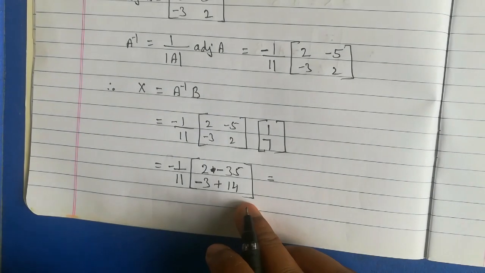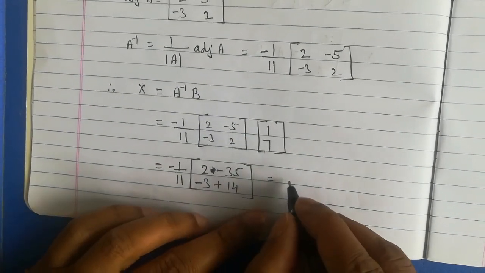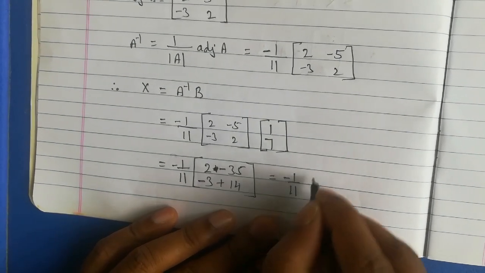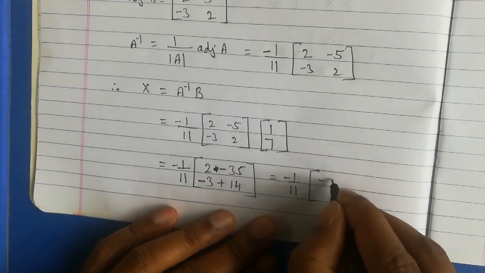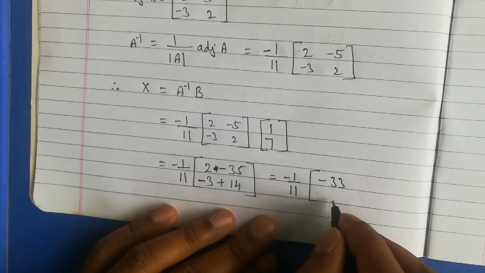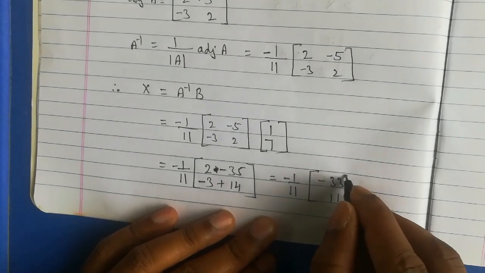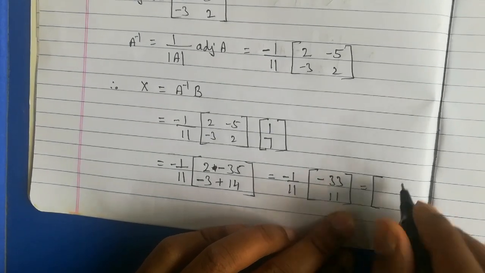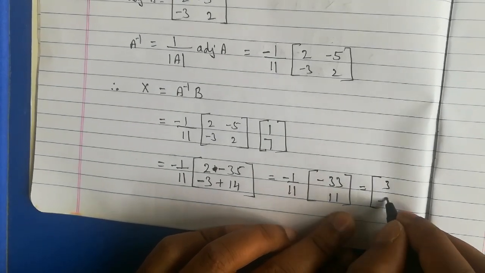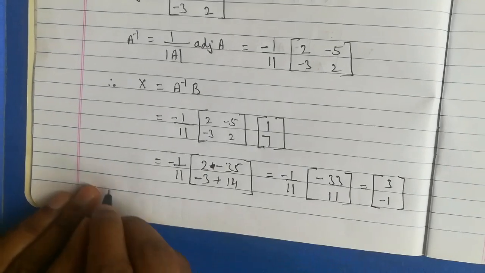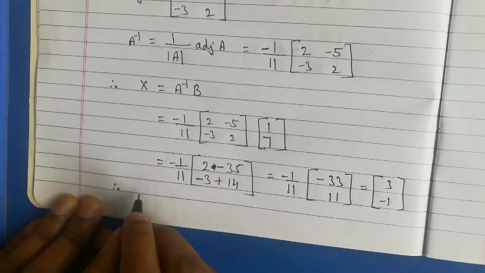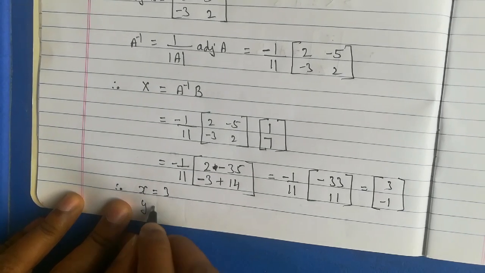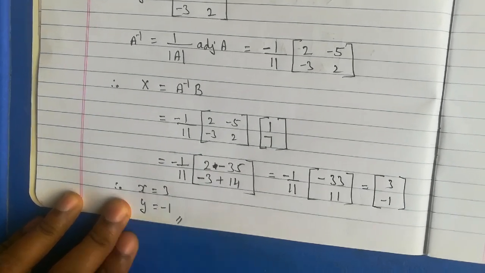So by simplifying, we got this. Now we'll simplify this: minus 1 by 11, minus 33, minus 11. Now if we divide this, we get 3, minus 1. Therefore, x equal to 3, y equal to minus 1.